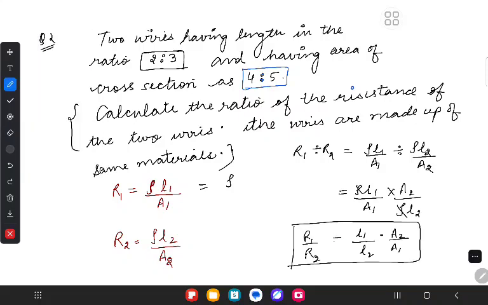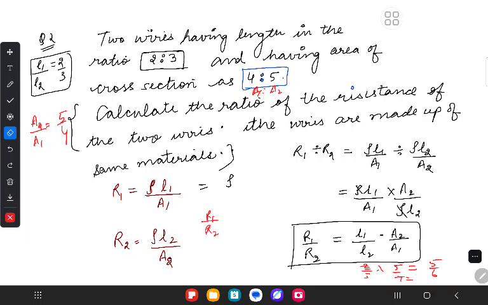Got the point? Now, L1 upon L2, the ratio is given to you as 2 by 3. And A2 by A1 is 5 by 4, because the given ratio is A1 by A2, but here I require A2 by A1. So L1 by L2 will be 2 by 3, into A2 by A1, which is 5 by 4. So the answer is going to be 5 over 6. So resistance 1 over resistance 2 is going to be 5 over 6. Are we understanding the point?